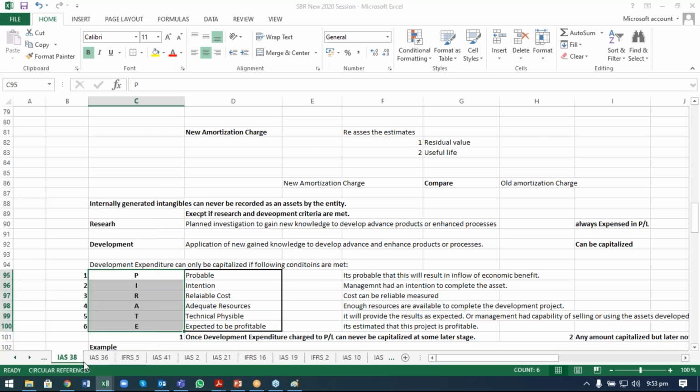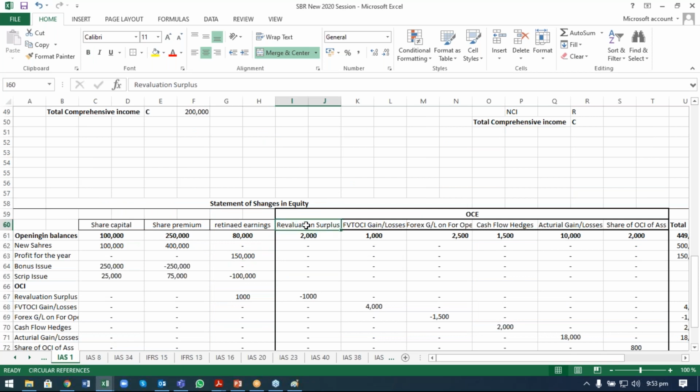Under IAS 1, we have these 5 items. Revaluation surplus should never be recycled. The question asks: can you please show the list of other comprehensive income items that will be recycled and those that will not be recycled? Revaluation surplus can never be recycled. Is it clear? Fair value through other comprehensive income gains and losses can either be recycled or not, depending upon the financial instrument on which these gains and losses arise. For example, if any gains and losses on an equity instrument are reported in other comprehensive income, those should never be recycled.